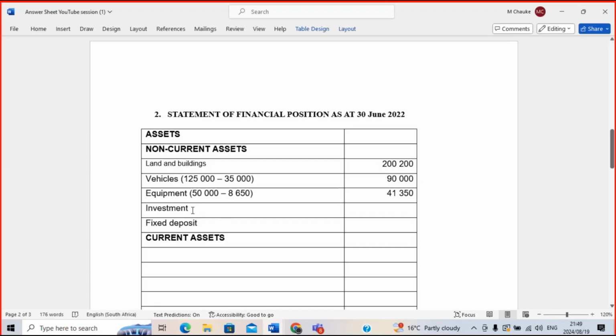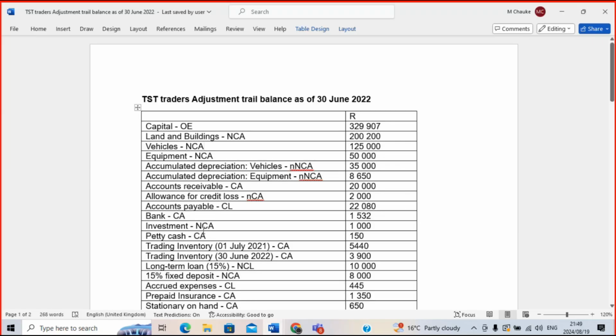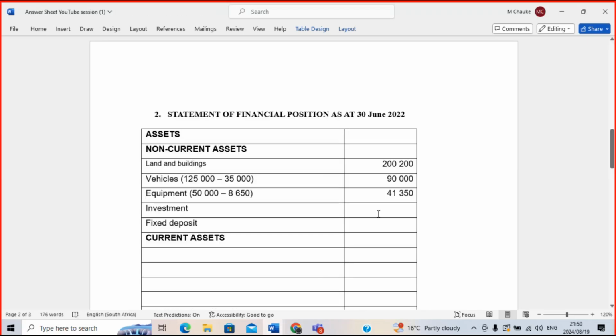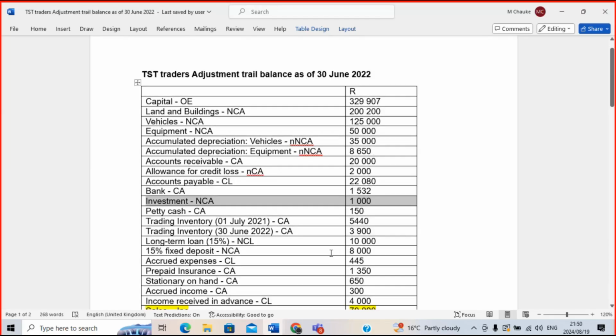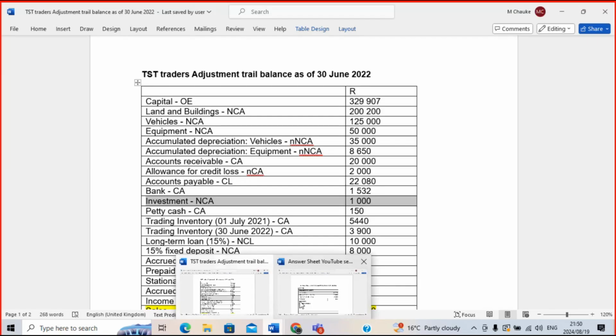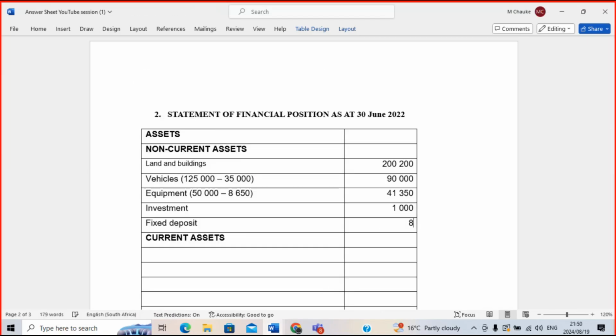And then we've got investments there. Let's go and check. My investments, I've got 1,000 there. So we go there and say 1,000. We also have fixed deposit. Let's just go and check it in the question. Fixed deposit is 8,000.